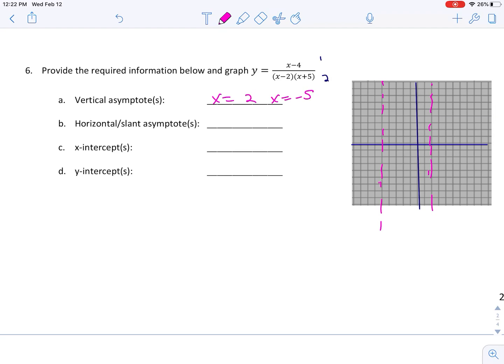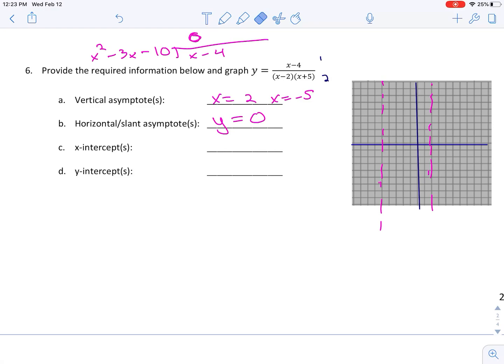But let's say I couldn't remember. Well, in order to divide this, I would have to FOIL the denominator. And remember, I would be dividing that into the numerator. And then the answer is going to be the horizontal or slant, if it's improper, asymptote. And immediately I can tell that x squared does not divide into x. And that's why this is 0.